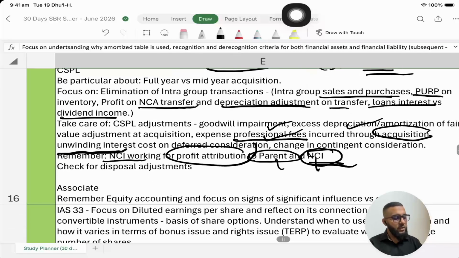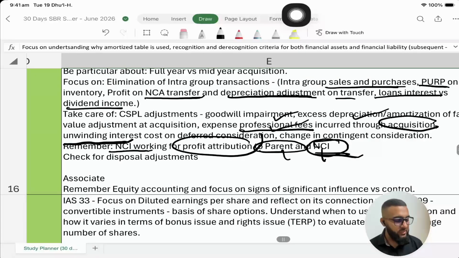Okay. Right. And then in terms of associates, remember equity accounting and focus on signs of significant influence versus control. There are different ways in which you understand significant influence, and different ways in which you understand control. Evaluate whether it is significant influence or control. Based on that, you'll decide whether it's a subsidiary or an associate.